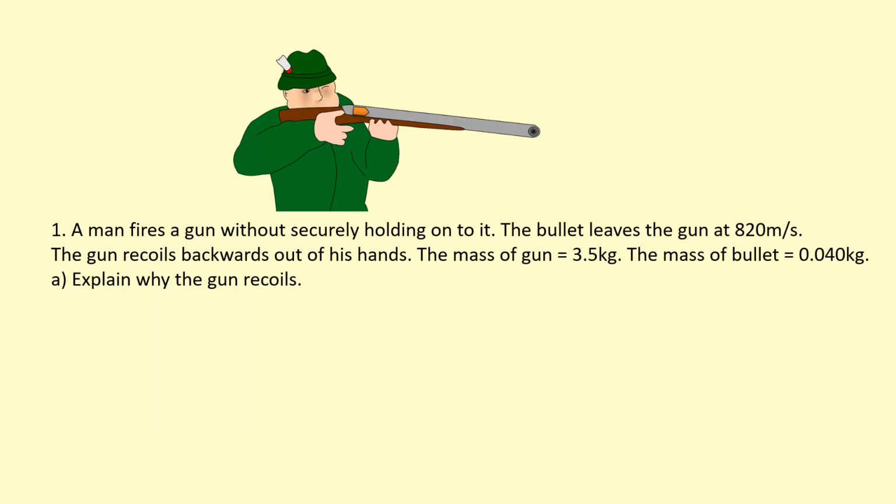Example number 1. A man fires a gun without securely holding onto it. The bullet leaves the gun at 820 meters per second. The gun recoils backwards out of his hand. The mass of the gun and the mass of the bullet are given. We need to explain why the gun is recoiling. So recoiling is when the gun moves backwards when it's fired. Why does this happen? Let's use the law of conservation of momentum to explain this.